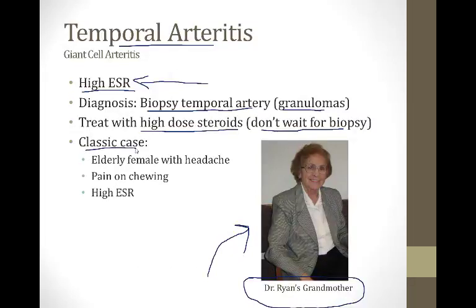So the classic case to know for your boards is an elderly female who has a headache and may complain of pain on chewing and has a high SED rate. And the question will often ask you about the granulomas in the temporal artery or the risk of blindness if the condition is left untreated.